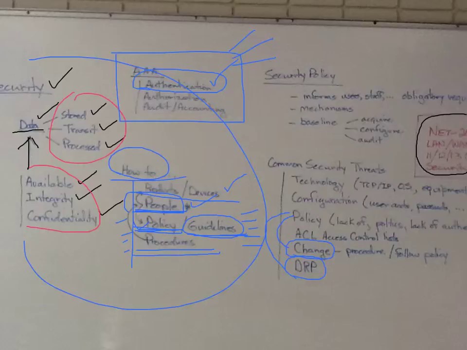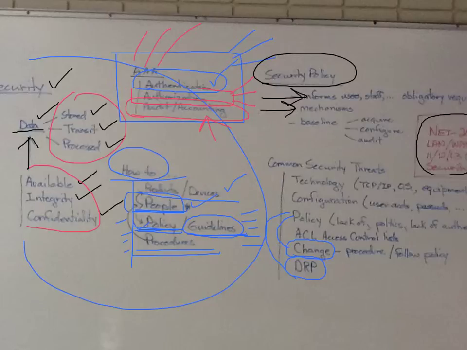Once you're in, authorization is what you can do, what you're authorized to do, and then audit and accounting. Authentication, authorization, audit, and accounting: keeping track of what people did. Then we went on and talked about security policies. You can have a whole course on security policies. A policy informs the users, staff, and so forth of what is required of them. What mechanisms can we get this done with, and where are we starting? We have a baseline so we can see if something is abnormal.